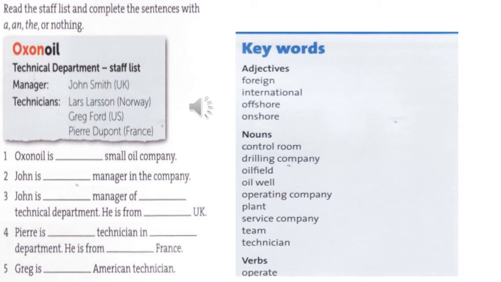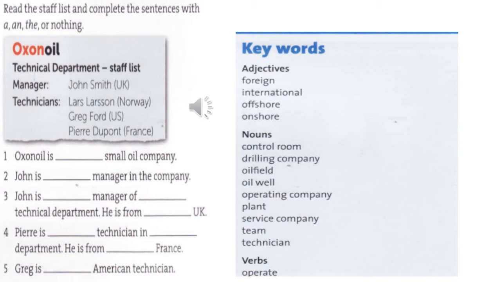Number 4. Perry is a technician in the department. He is from France. No article here. Number 5. Gridge is an American technician.